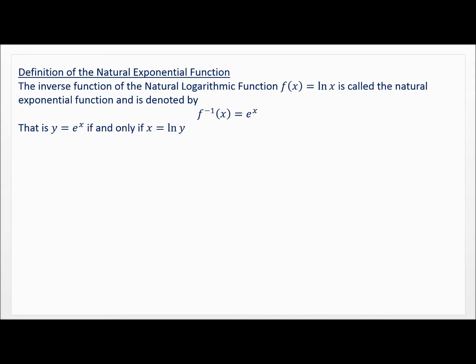We want to talk about the natural exponential function today. We'll talk about the derivative of this function and the integral of this function. But first, we got a definition.